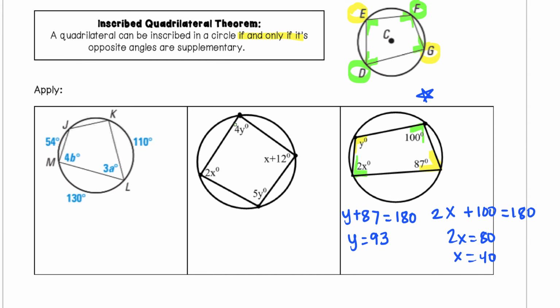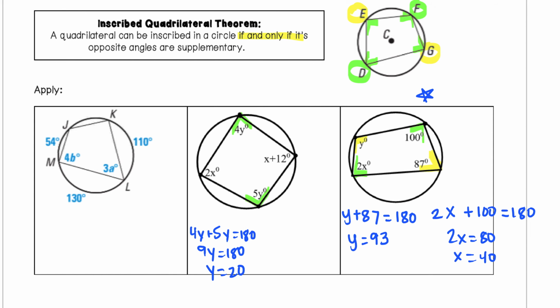We'll do the same idea in the next one. Since this is a quadrilateral that is inscribed in a circle, then those opposite angles must be supplementary. So we'll take 4Y plus 5Y, set that equal to 180. 9Y equals 180, divide by 9, and we are left with Y equals 20.